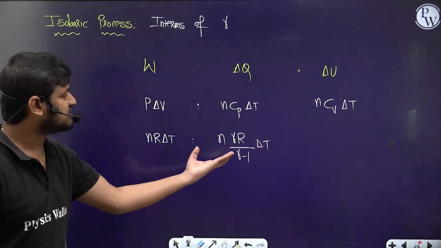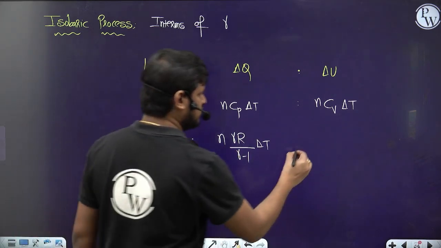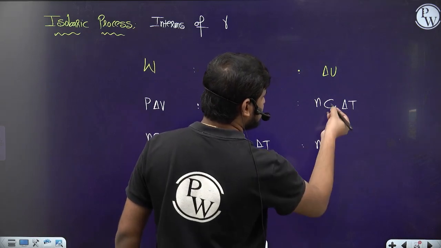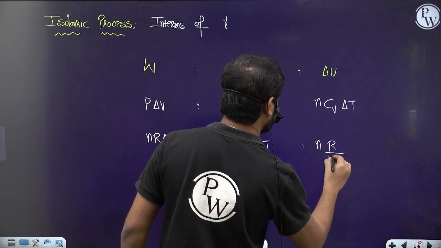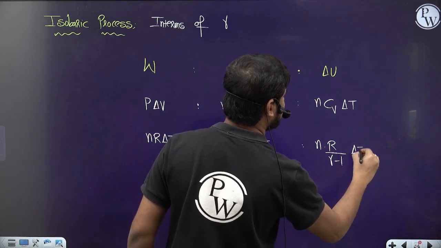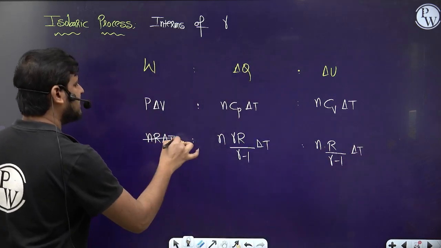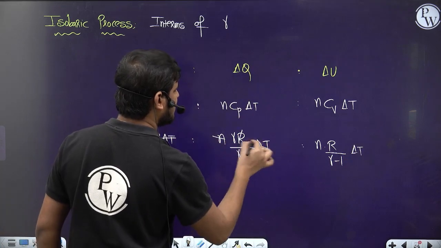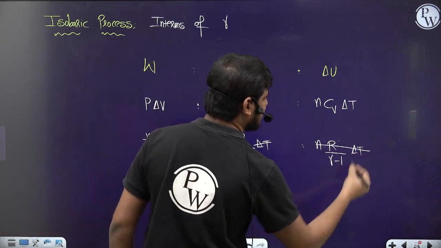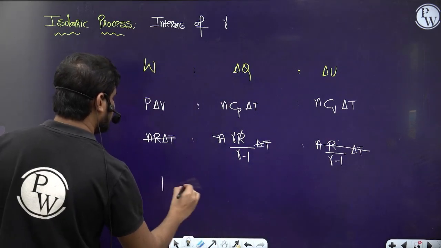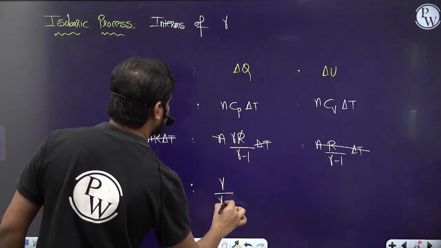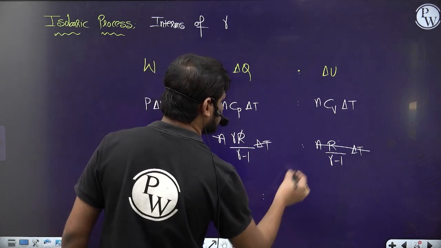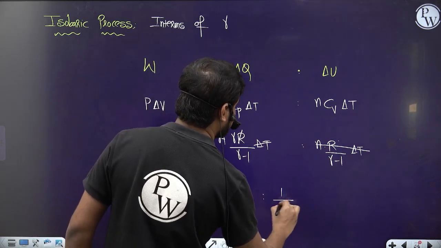Do you guys remember yesterday's class? So n into gamma R by gamma minus 1 into delta T, and for internal energy n into R by gamma minus 1 into delta T. So nR delta T cancels everywhere. So here it comes out to be 1 is to gamma by gamma minus 1, and then 1 by gamma minus 1.